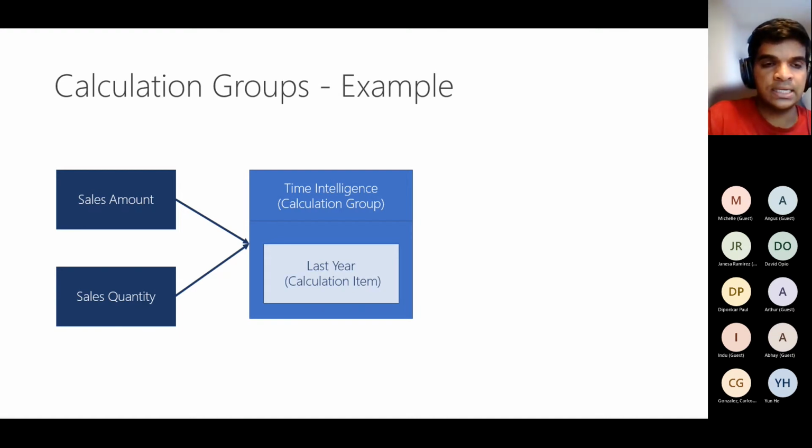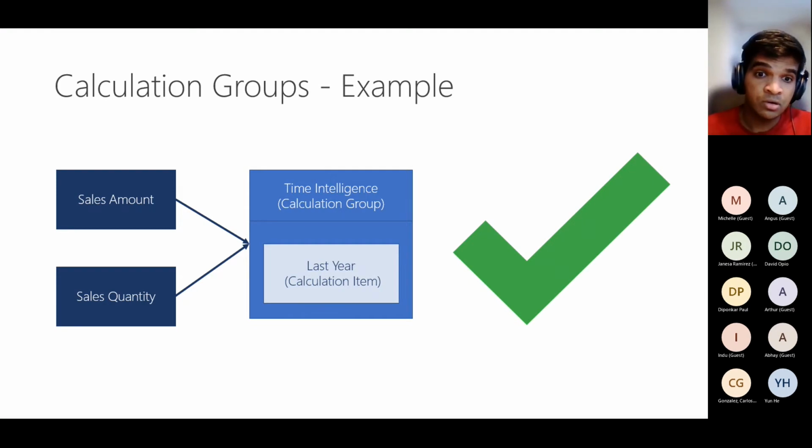And what would happen is that when the user wants to see the last year's sales amount, they would refer to the base measure sales amount, and they would be able to get the last year's sales amount with reference to the time intelligence calculation group. And if they want to see the last year's sales quantity, they would refer to the base measure sales quantity, and they would be able to get the last year's sales quantity by referring to the same time intelligence calculation group. Right. So that's pretty much how you cater to this kind of requirement with calculation groups.